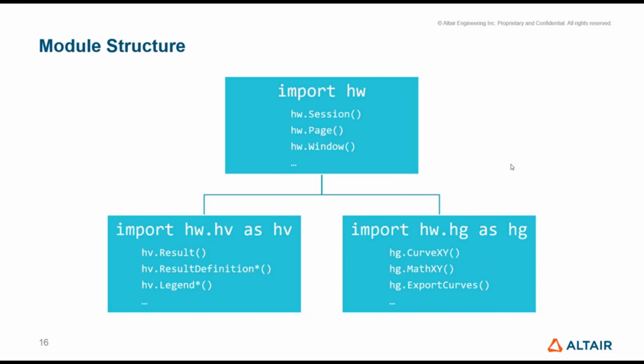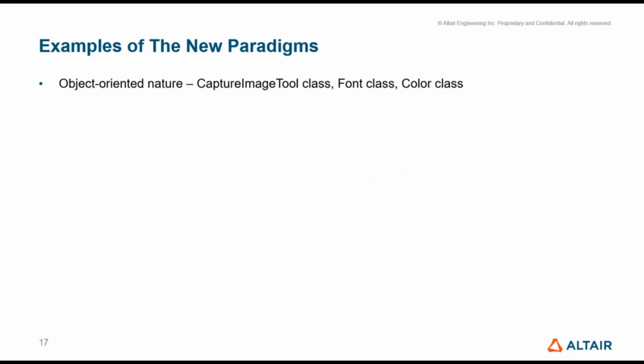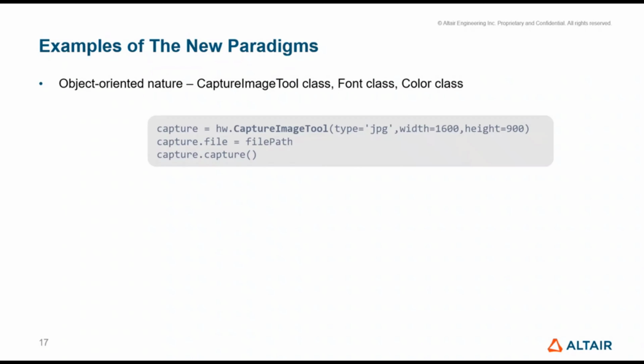And before I pass it to Stefan, I would like to go very quickly over a couple of practical examples of the new paradigms that I mentioned on that big overview slide. We said object-oriented nature. So apart from the kind of obvious classes, as I said, windows, pages, and I don't know, results, we try to bring some extras to the user, such as capture image tool class, font class, or color class. Few little examples.